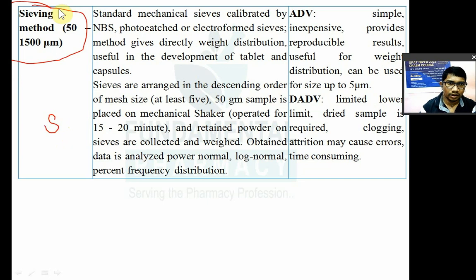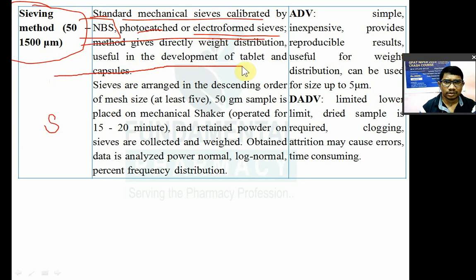Now these sieves are calibrated by National Bureau of Standard (NBS). Sieves, they are known as mechanical sieves, which are calibrated by National Bureau for Standard. Now, photo etched or electroformed sieves are also available. Okay. The method gives directly the weight distribution, and it's useful in the development of tablet and capsules.